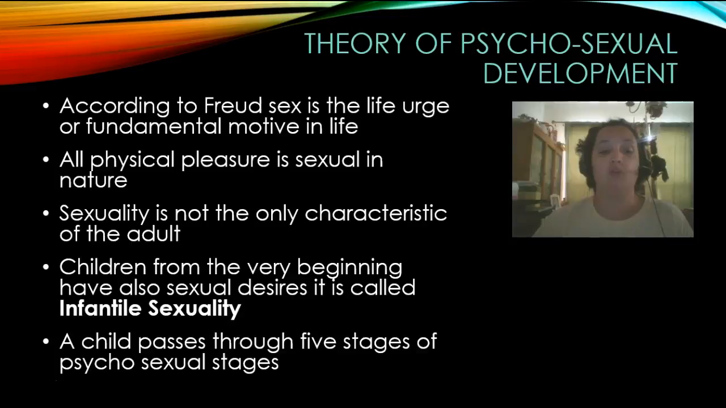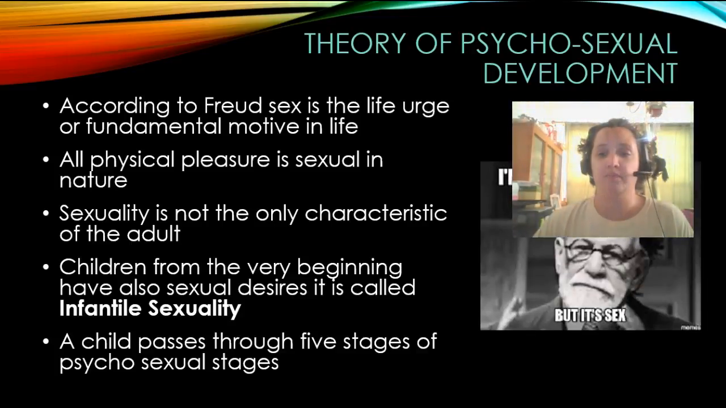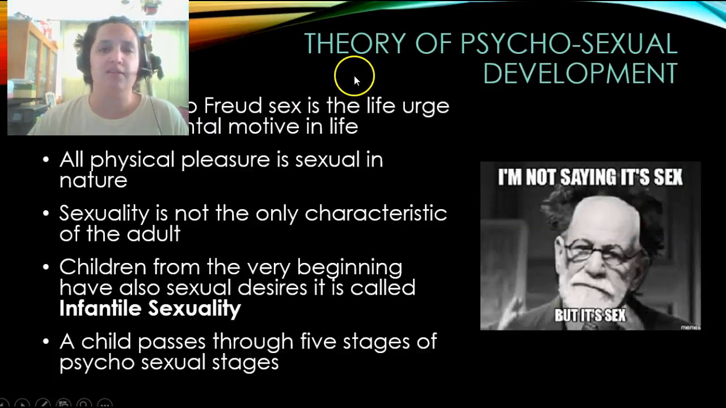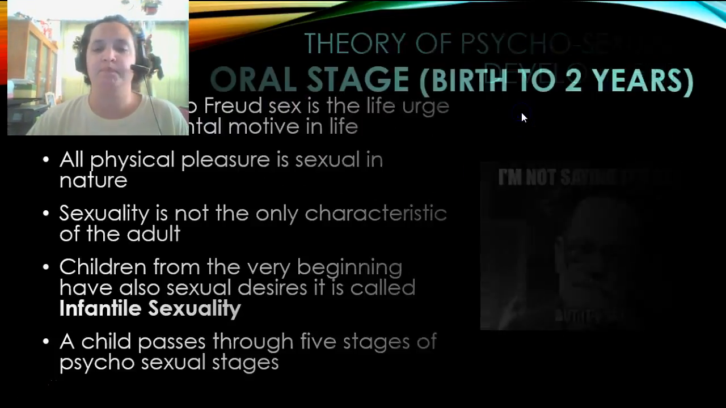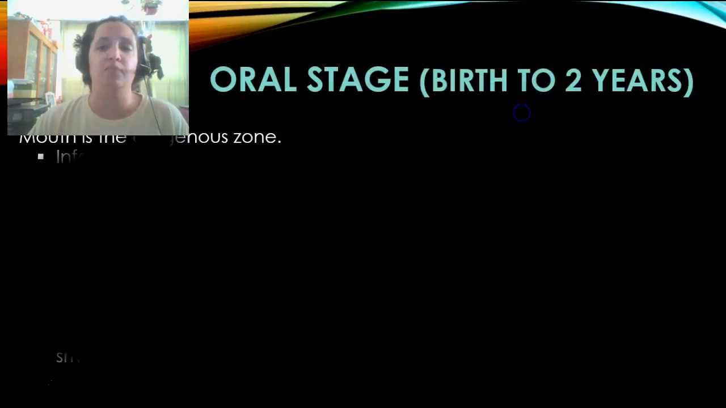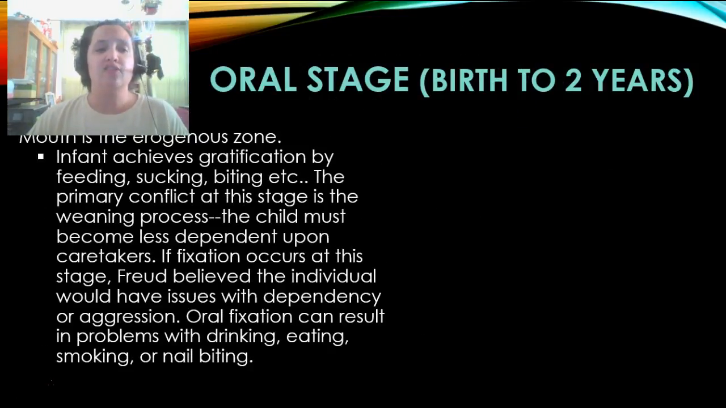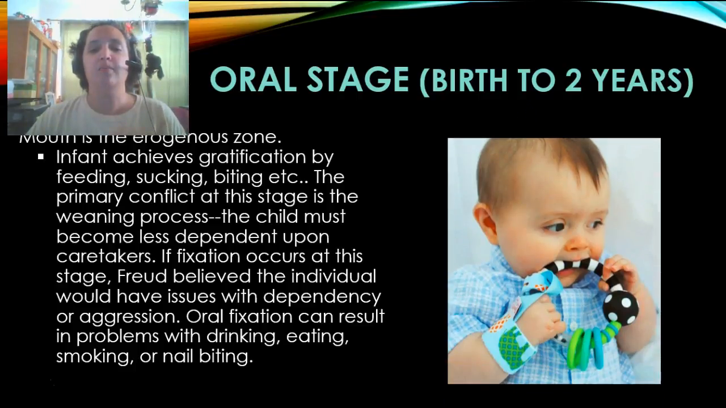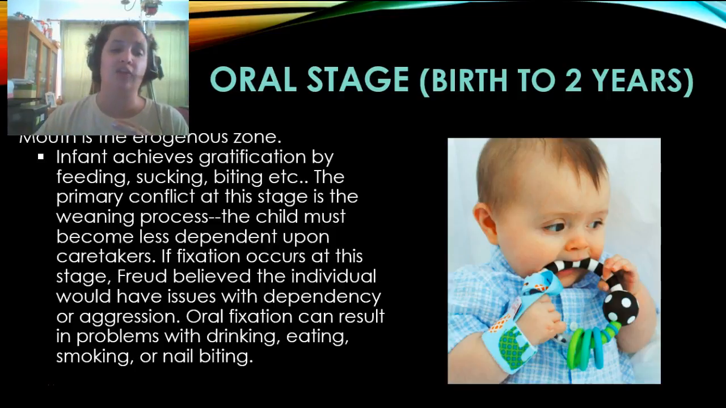He says a child will go through 5 psychosexual stages. So here's a picture for you. Freud says, I'm not saying it's sex, but it's sex. That's kind of his thing. So let's talk about the oral stage, from birth to 2 years. This stage is characterized by the mouth being the primary focus, the erogenous zone. Infants will find gratification by feeding, sucking, biting, and the point of this stage is the weaning process, helping the child to become less dependent on their caretakers.